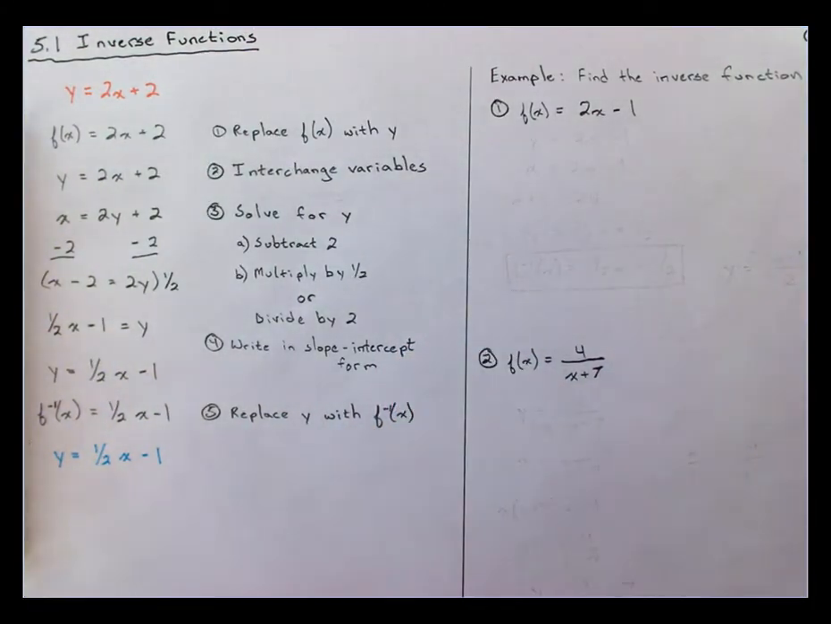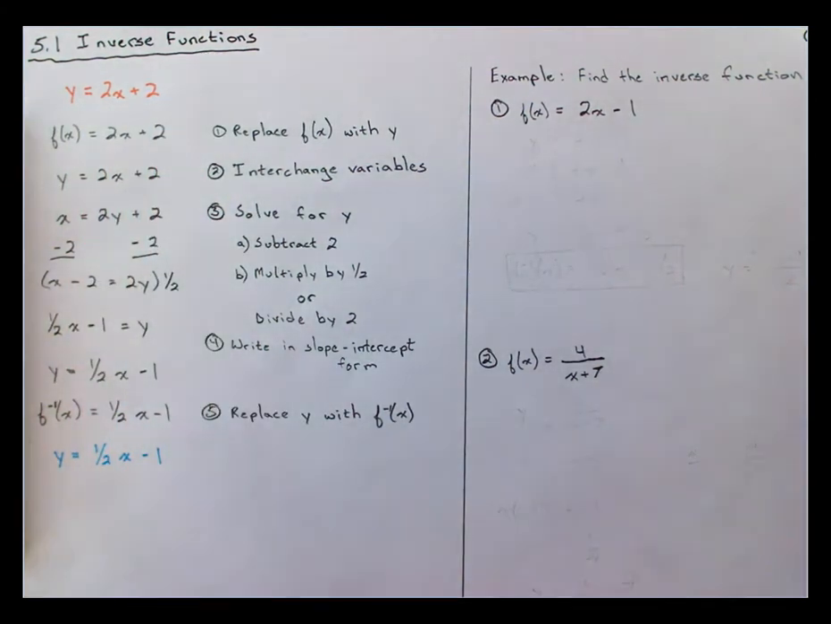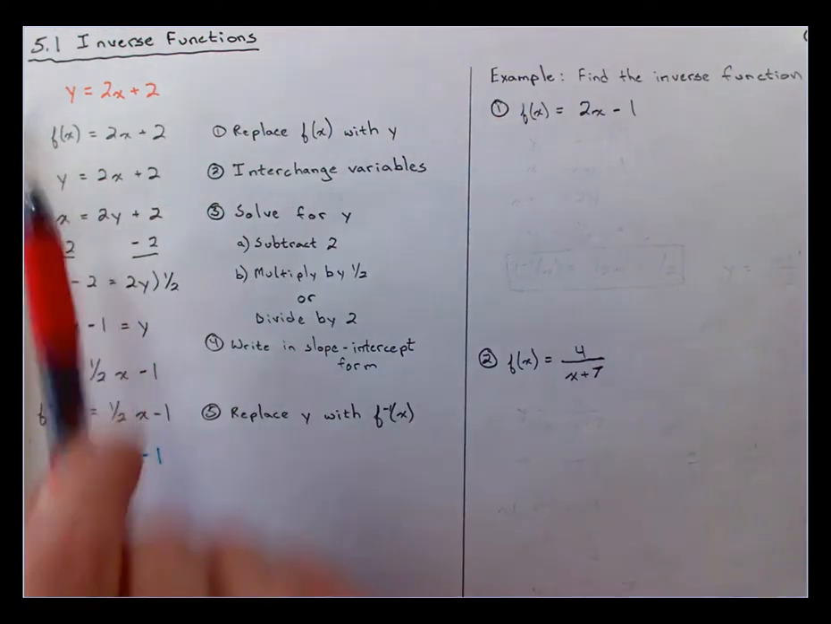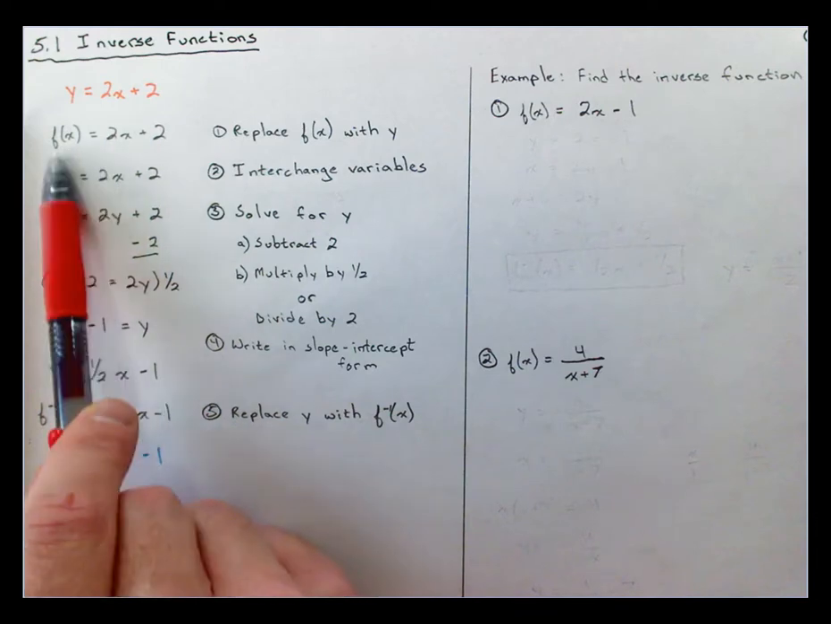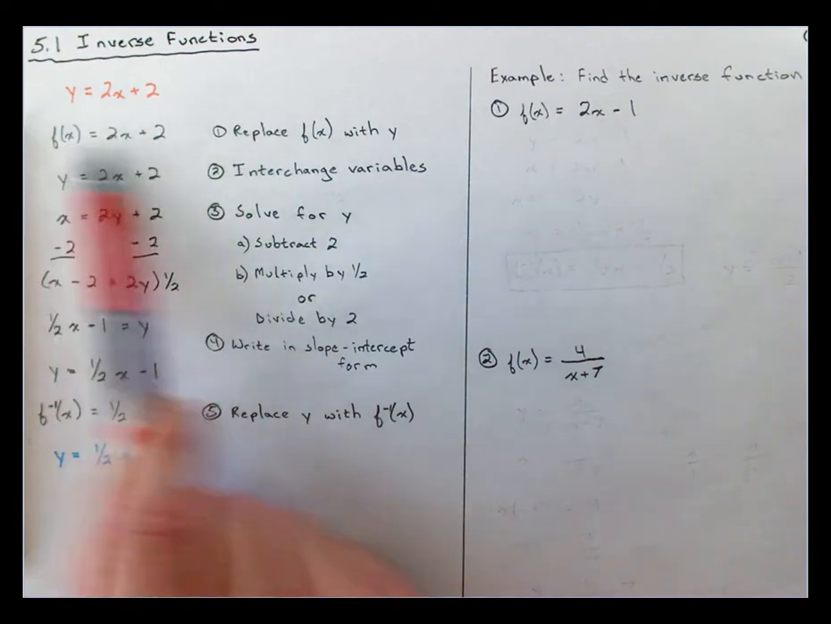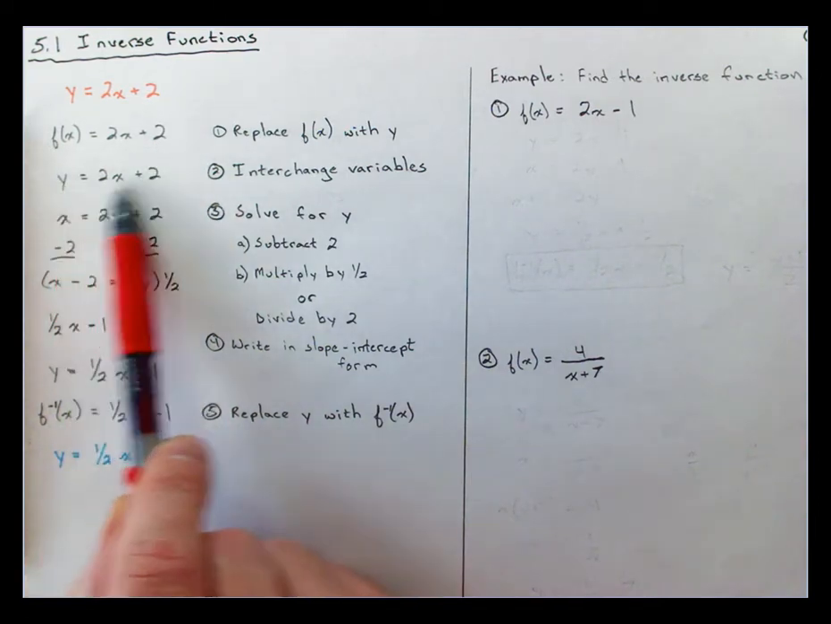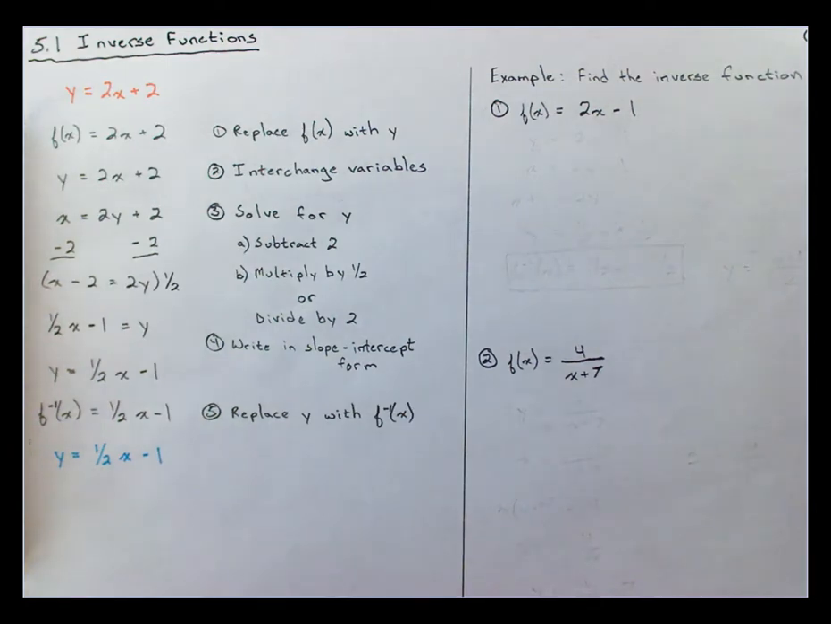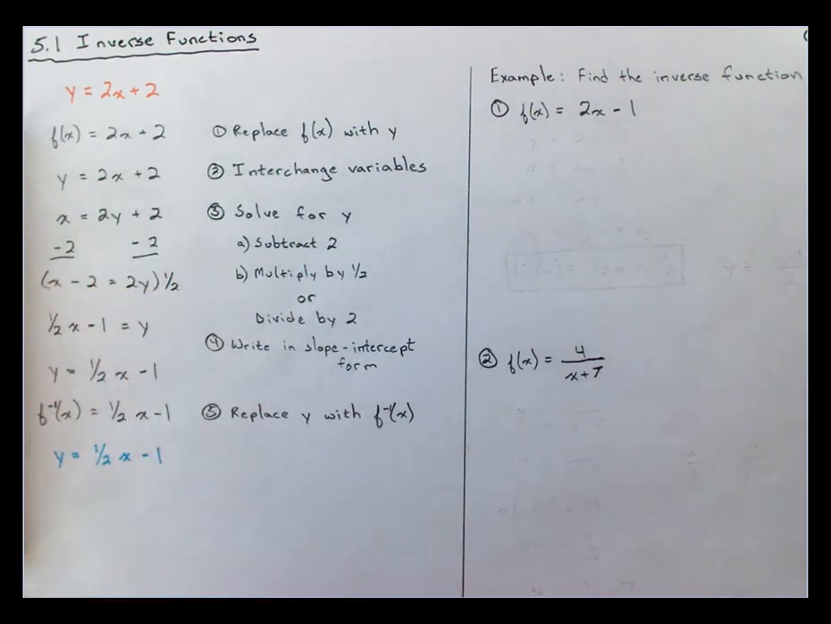So starting off with equation 1, y equals 2x plus 2, how I find the inverse function of it is I replace the f of x with y. So I have originally f of x equals 2x plus 2, which is how most likely your problem is going to be given. I replace that with y. Y equals 2x plus 2. Then I interchange the variables. I'm reversing it. So I have x equals 2y plus 2. Now I solve for y.